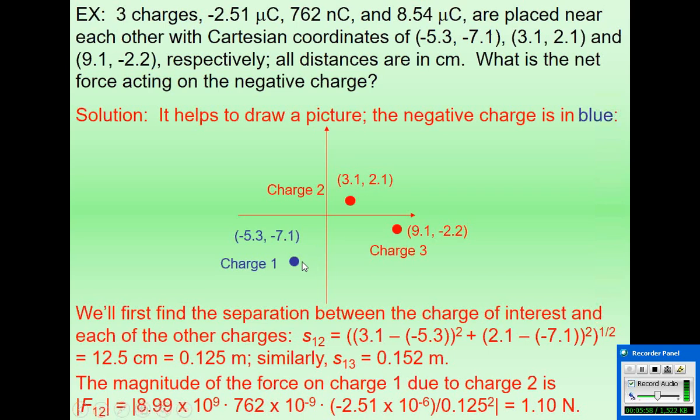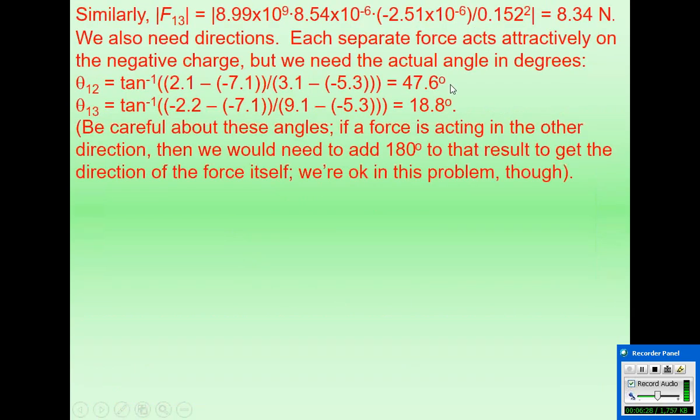And the force of charge 3 on charge 1, if I were to draw that force acting on charge 1, it would point towards charge 3, and it would also have a towards the upper right vibe to it. So both of those angles are going to be between 0 and 90 degrees. And in fact, I can pretty much say that the angle of the force of charge 2 on charge 1 will be greater than the angle of the force of charge 3 on charge 1. And that shows up in our numbers. The angle of charge 2 on charge 1, 47.6 degrees. The angle of the charge 3 on charge 1, 18.8 degrees.